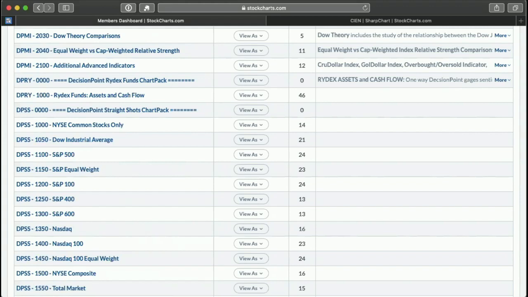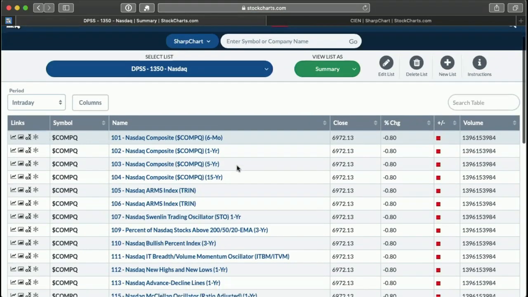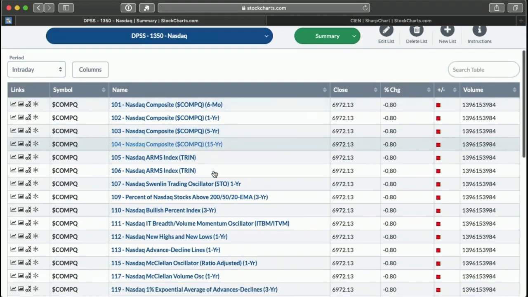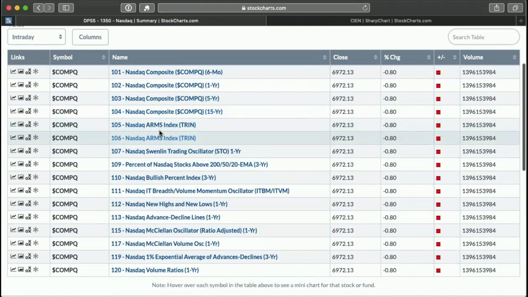But in fact, yeah, let's stay here. Make sure you can see everything. All right, so as you can see, you can go into the chart pack. Let's do one that we haven't looked at yet. Let's look at the NASDAQ in particular. So when I pull up the NASDAQ, I have the price charts for different time frames. And then I have the various indicators that we cover for the NASDAQ.